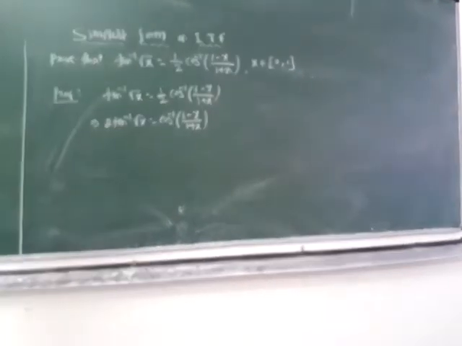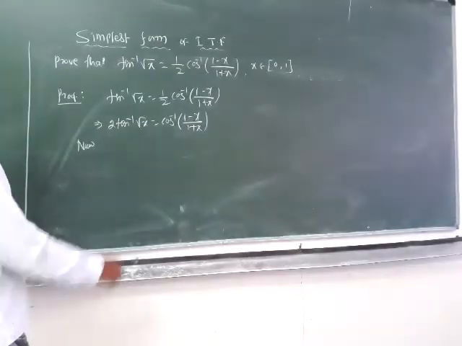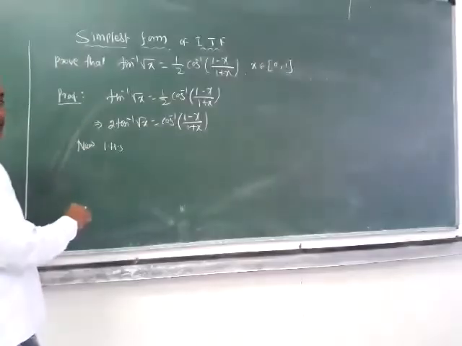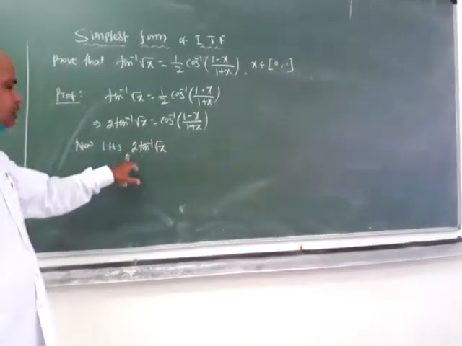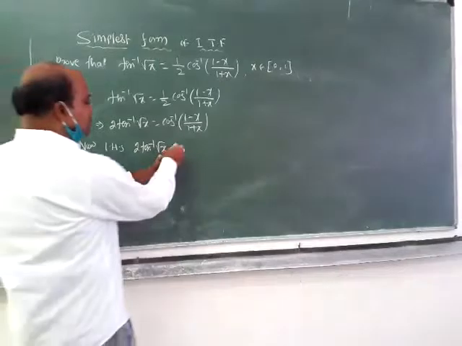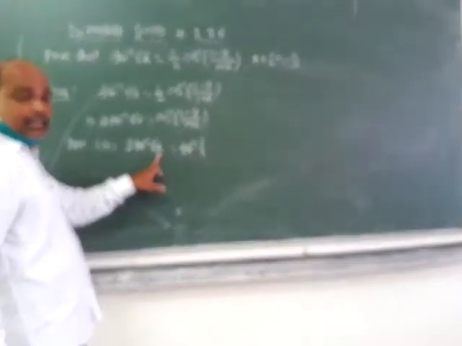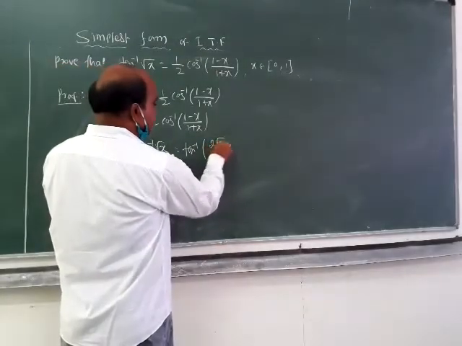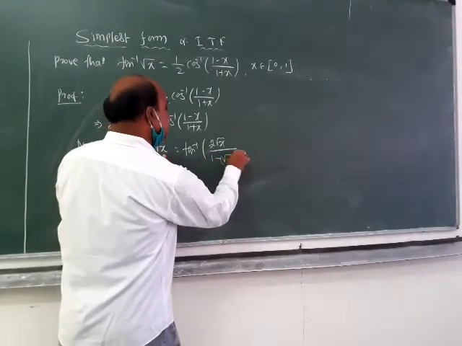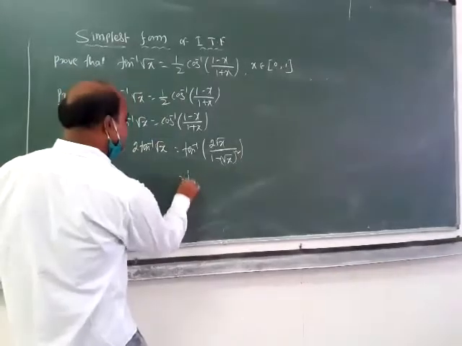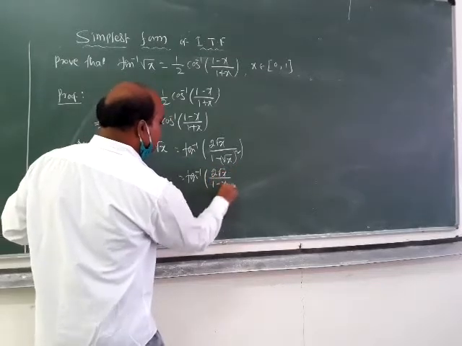Now, what is the LHS? 2 tan inverse root x. I told you the formula, the 2 tan inverse x formula: tan inverse of 2x upon 1 minus x square. Is that right? This gives the result tan inverse of 2 root x upon 1 minus x.